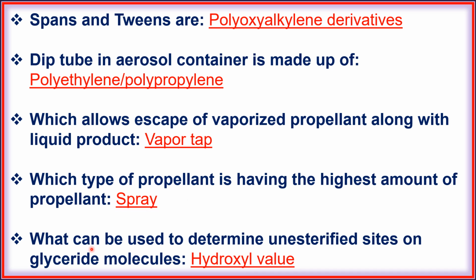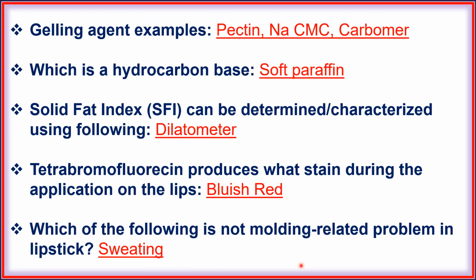Next, which can be used to determine unesterified sites on a glyceride molecule? Hydroxyl value. Next, gelling agent examples are pectin, sodium CMC and carbomer. Next, which is a hydrocarbon base? Soft paraffin. Next, solid fat index can be determined or characterized using the following: dilatometer.